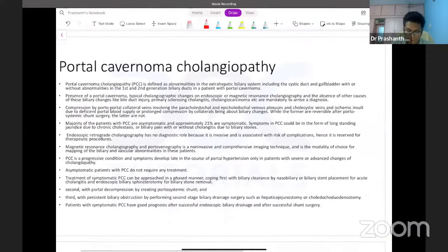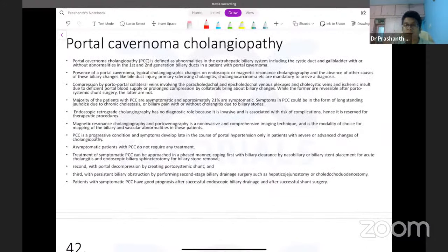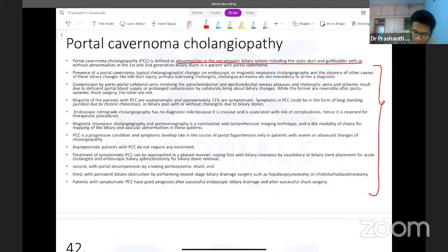Now, portal cavernoma cholangiopathy questions, this is a new terminology, PCC. Before it was called portal cavernoma, but now we call it portal cavernoma cholangiopathy. It is a condition where you have some abnormalities of the extrahepatic bile duct system, including cystic duct and bile duct, with or without abnormalities of first and second generation bile duct. You guys can read through these particular topics because these are the questions that they might ask. Okay, in this particular topic I'm not going into depth, but you have to know that they can have a cholangiographic ERCP, and we do a cholangiography. There are a few appearances.